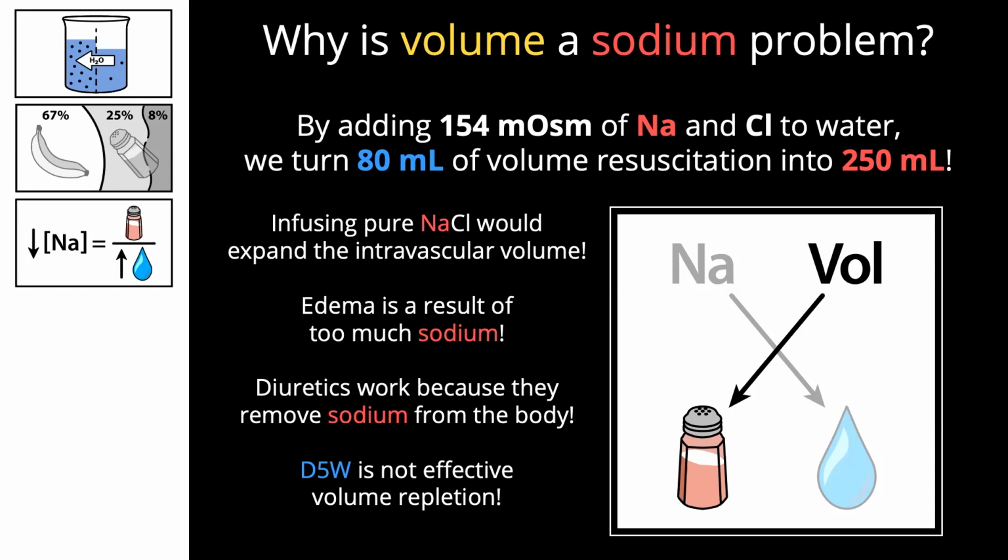And in fact, we can't do this, but if I were to take a syringe of pure sodium chloride and inject that into your blood vessels, what would happen is the extracellular compartment would increase its tonicity. It would pull water out of the cells and you would increase its volume when you went to go measure that volume, right? When we see edema, that's a result of having too much sodium in the body. That's what volume overload is. And diuretics work because they remove sodium from the body. For D5W, not effective volume repletion.